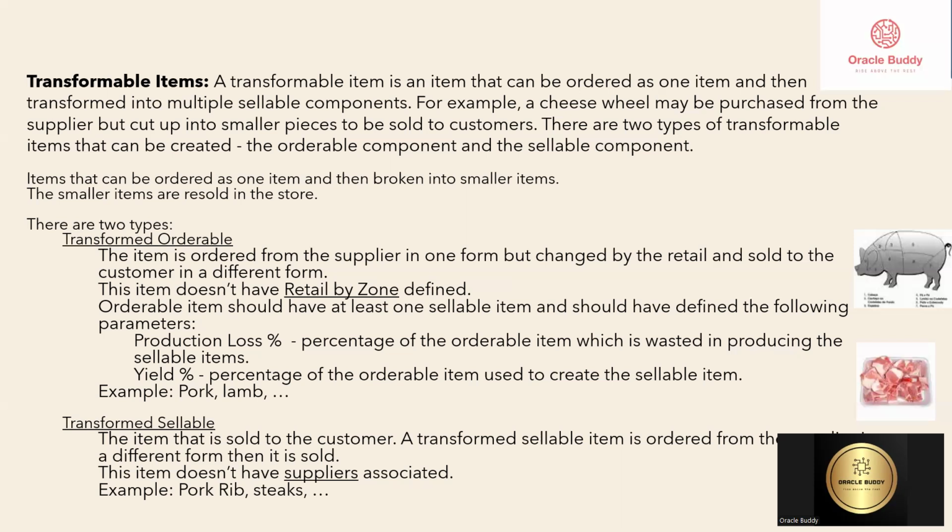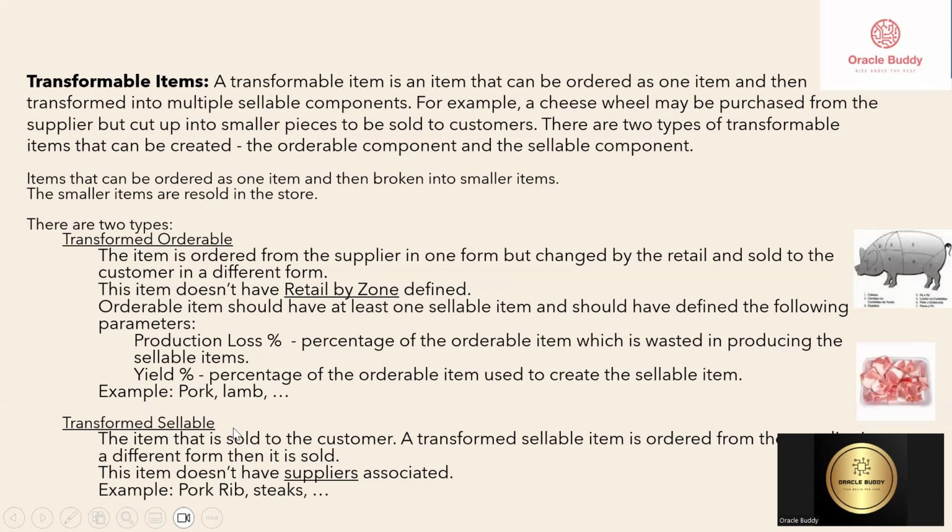So those are the transformable items. They get a full pig from the supplier and then divide it into different components, and each component will have a different retail price. When you break down a complete animal, there may be a loss also, right? Because there will be different parts which cannot be consumed. Those come under production loss. And how much yield comes from this pork, lamb or chicken? That comes under the yield percentage.